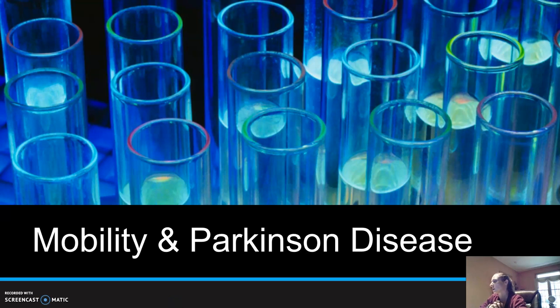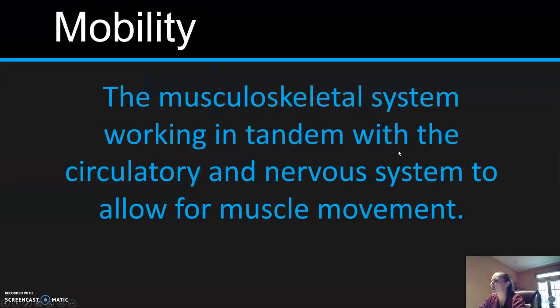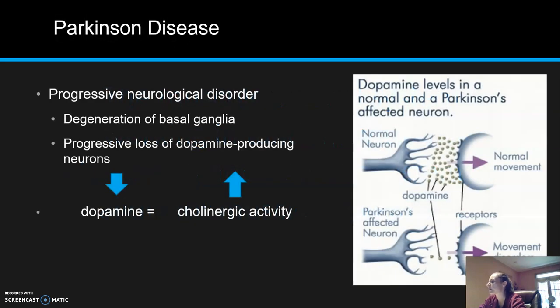We're going to finish our concept of mobility out by talking about Parkinson's disease. You'll see some places that call it Parkinson's disease, some call it Parkinson disease. Either way, it's the same disease. So just as a reminder, the concept of mobility is the musculoskeletal system working with the circulatory nervous system to allow for movement. So this disease primarily affects the nervous system.